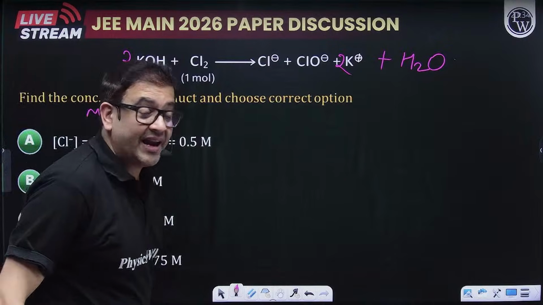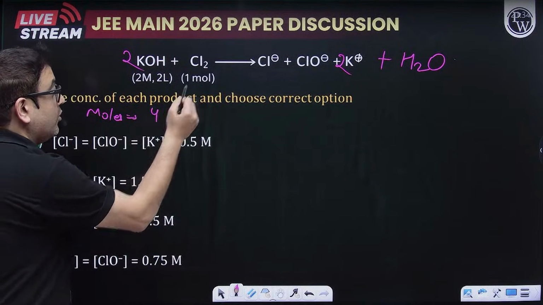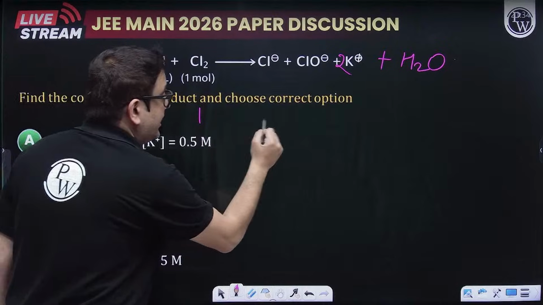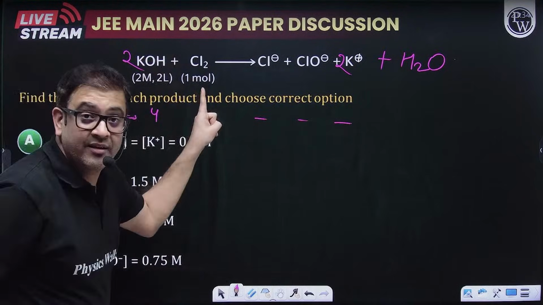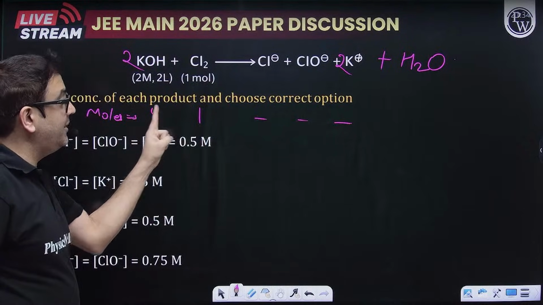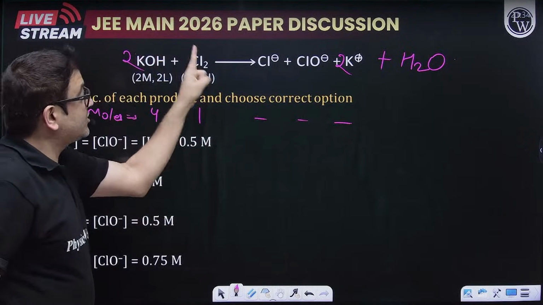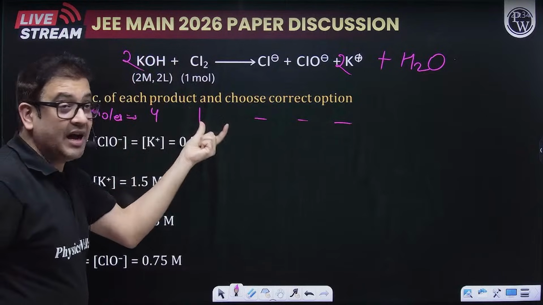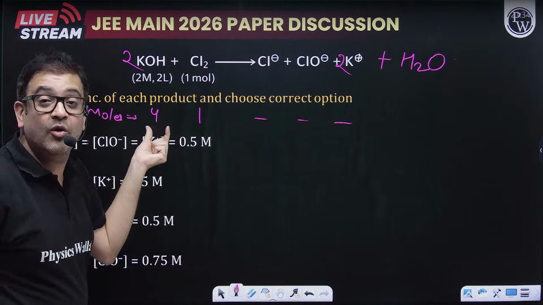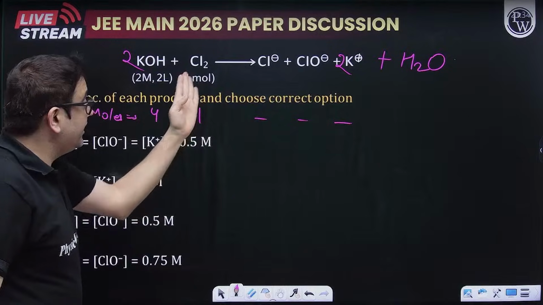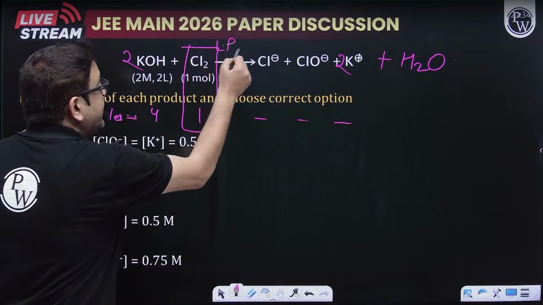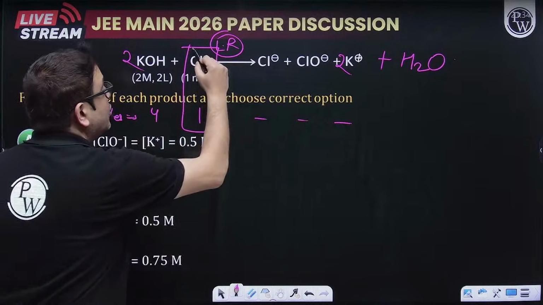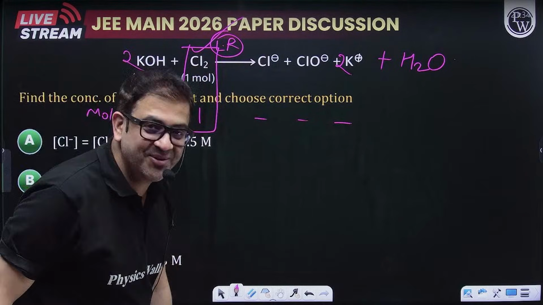Moles is equal to molarity into volume. So this is 4 moles. This is 1 mole. Initially they are not formed. Now 2 requires 1. So 1 will be requiring half. So 4 will be requiring 2. But 2 is not given. So this becomes your limiting reagent. And therefore this Cl2 will decide what product is produced.